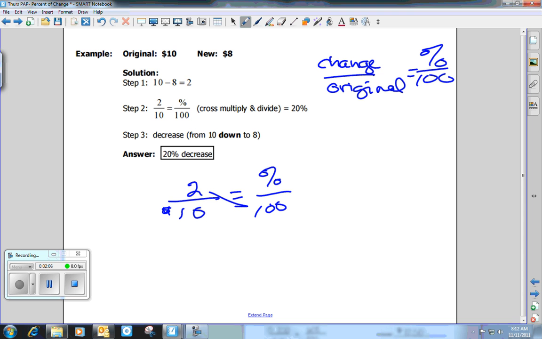We're going to cross multiply. 2 times 100 is 200. Divided by 10 is 20. So that's a 20% change. And since we started at 10 and went down to 8, that's a 20% decrease in money. Okay? 20% decrease.